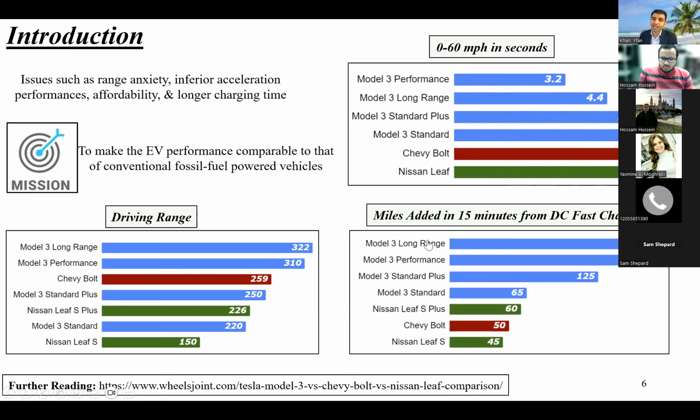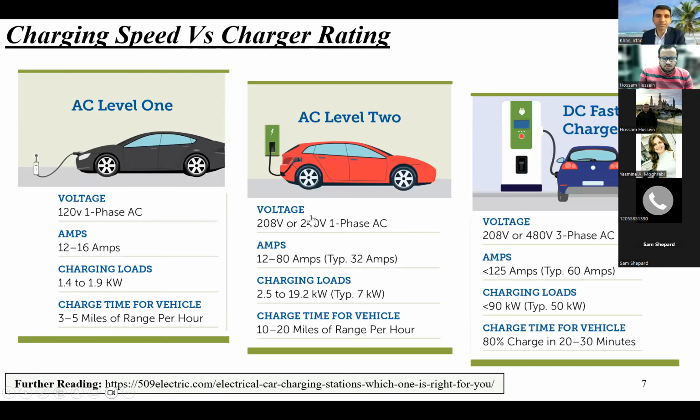And for miles added in 15 minutes of charging, from a DC fast charger we can achieve 150 miles of range. So all these benefits make it comparable with the traditional fossil fuel based vehicles. So that's why we are in good shape now. Okay, so what is the comparison between charging speed and charger rating?